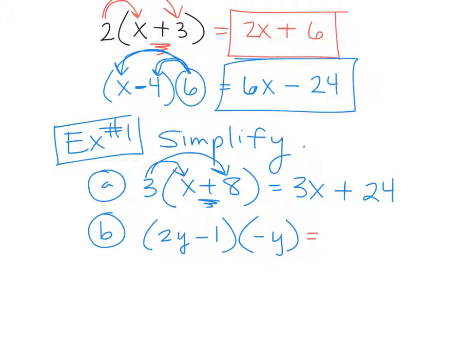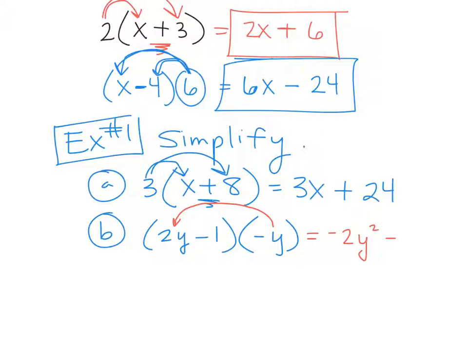Yeah, Jada. It'll equal negative 2y. Close. Negative 3y. What's y times y? That's y squared, right? Y times y is y squared. So you would have a negative 2y squared. And then plus or minus?